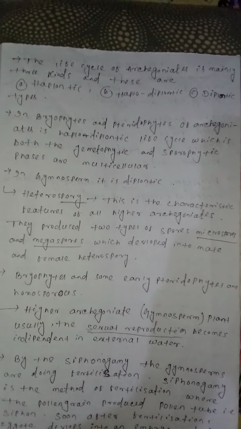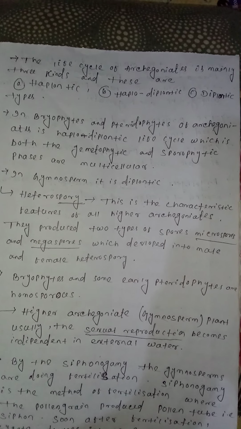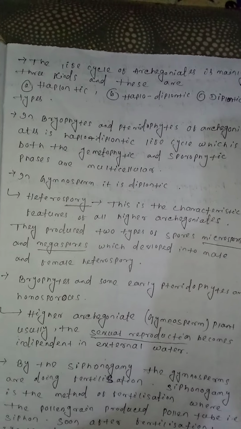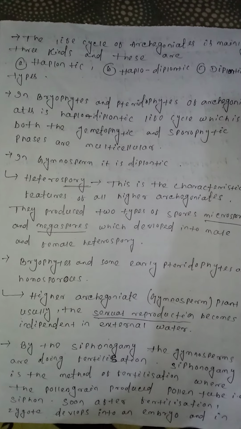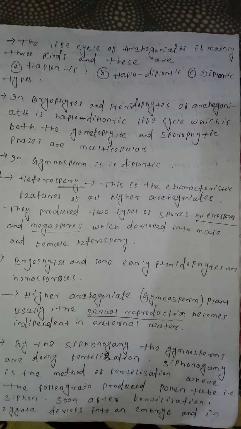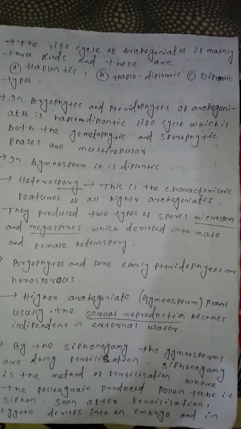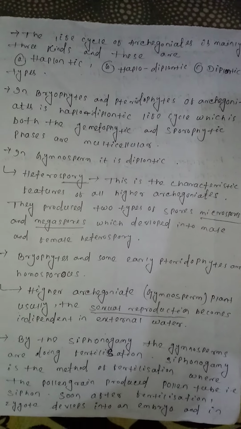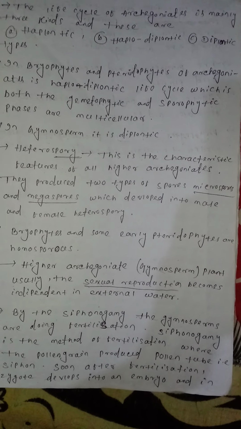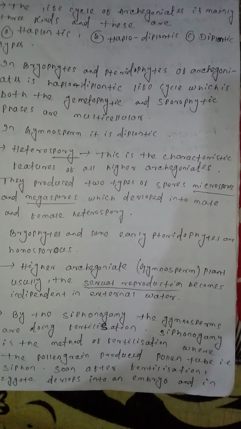So heterospory produces two types of spores, known as microspore and megaspore, which develop into male and female gametophytes. Bryophytes and some early pteridophytes are homosporous. Higher archegoniads are the gymnosperms, while lower archegoniads are the pteridophytes or bryophytes.